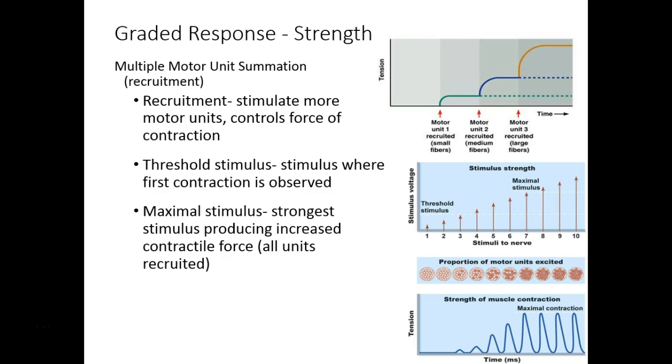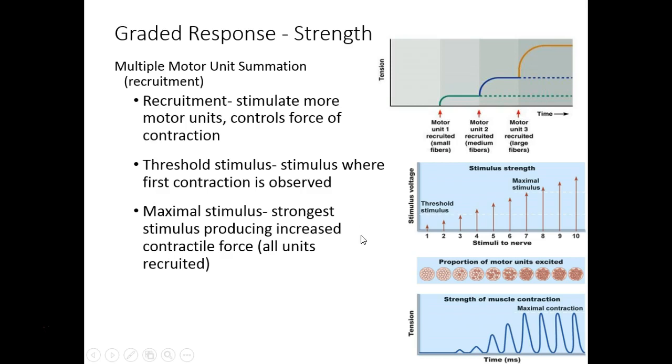So recruitment is one factor that's responsible for producing really smooth movements instead of a series of jerks. Here you can see small fibers recruited first in the first motor unit, and if the tension remains, we recruit even more motor units, and then more over a period of time.